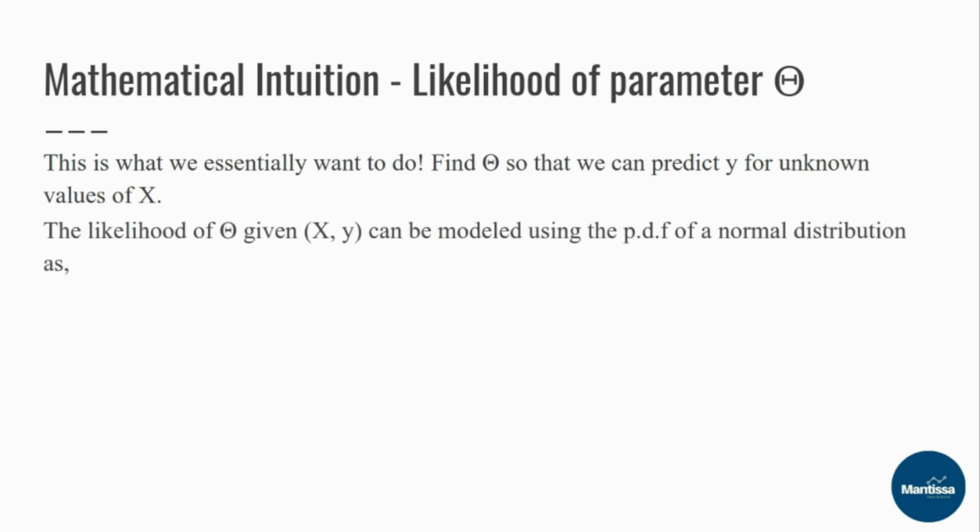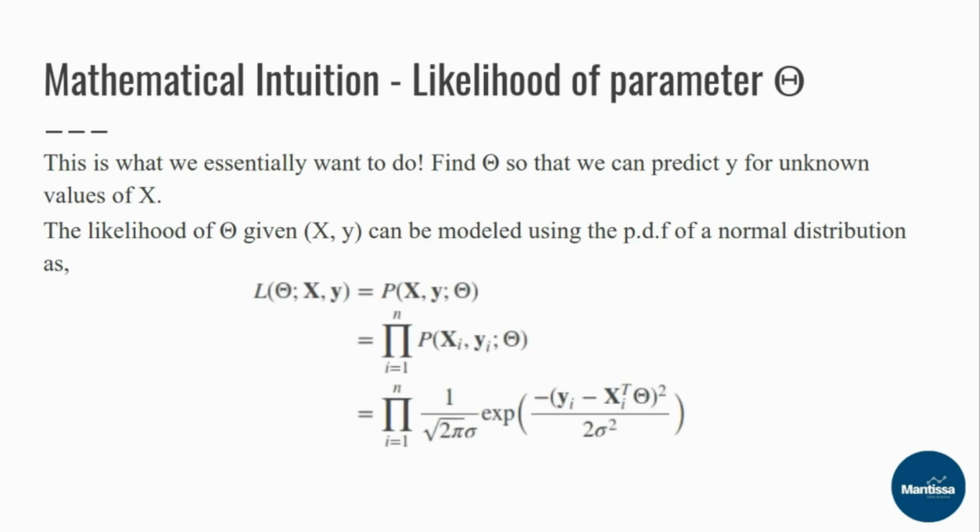The likelihood of theta given x comma y can be modeled using the PDF, the probability distribution function of a normal distribution, and this is how we are going to go about solving for the likelihood of parameter theta. On the left hand side of the equation you see the likelihood L: the likelihood of theta given x comma y is equal to the probability of getting x comma y given theta.